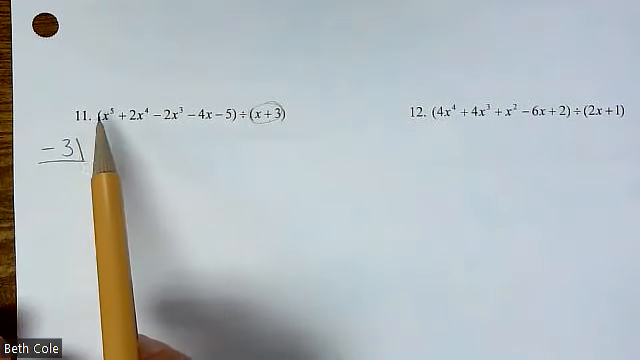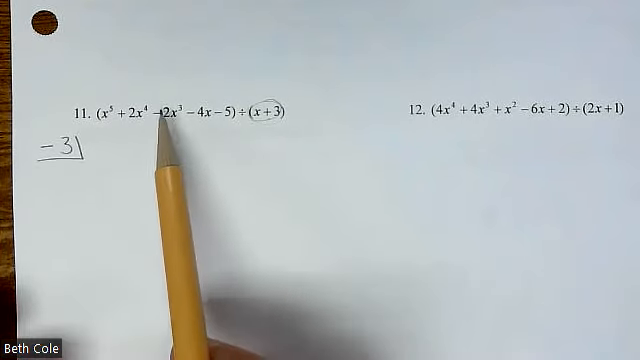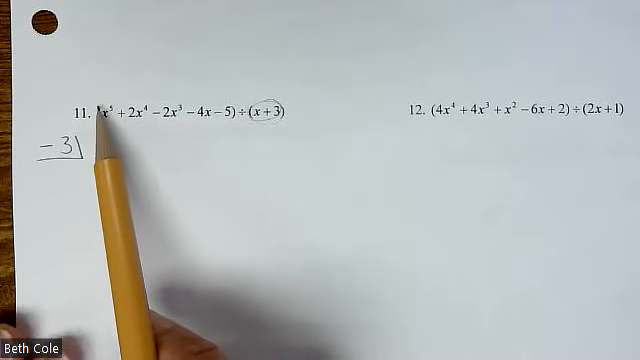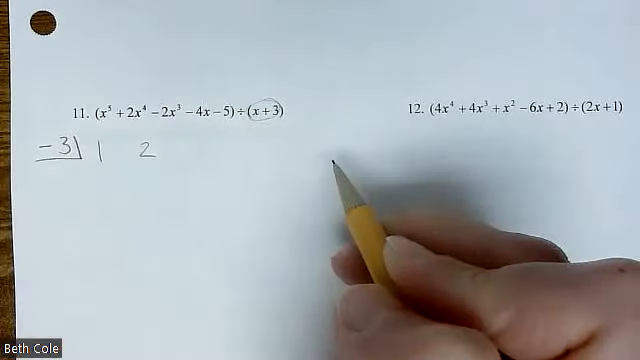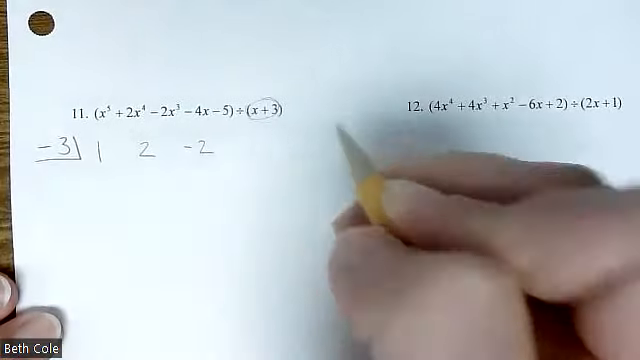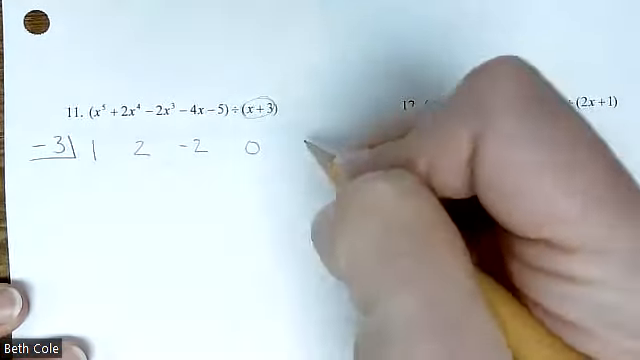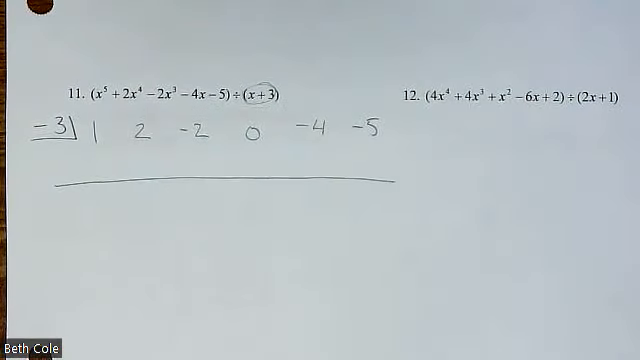So -3. Check your countdown. Is it in order, or are we missing something? We're missing the squares. There are none of them. So let's list out our numbers. What's in front of the x to the 5th? All right, so we have 1, 2, then what? -2, then 0, no x squared, then -4, then -5. Draw a line. And you can't start until you do what? Bring down that number, the first number.